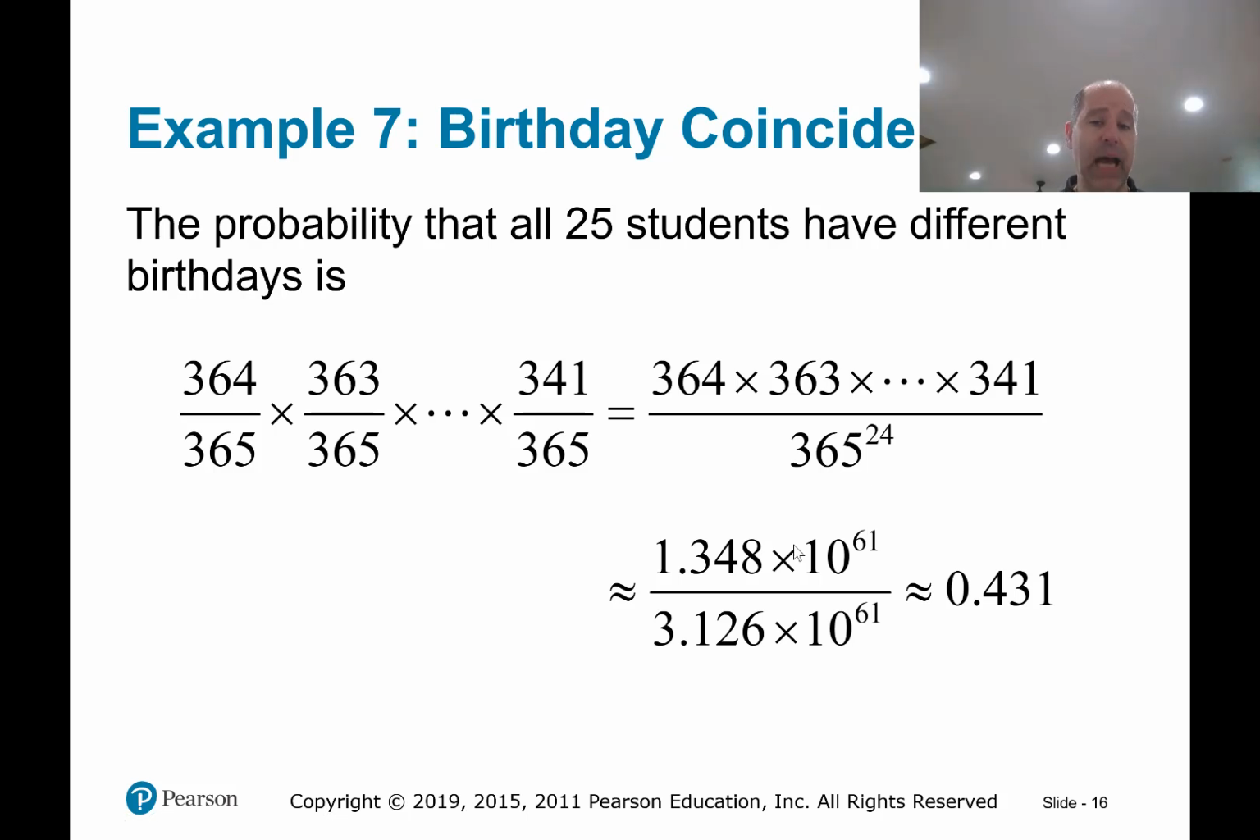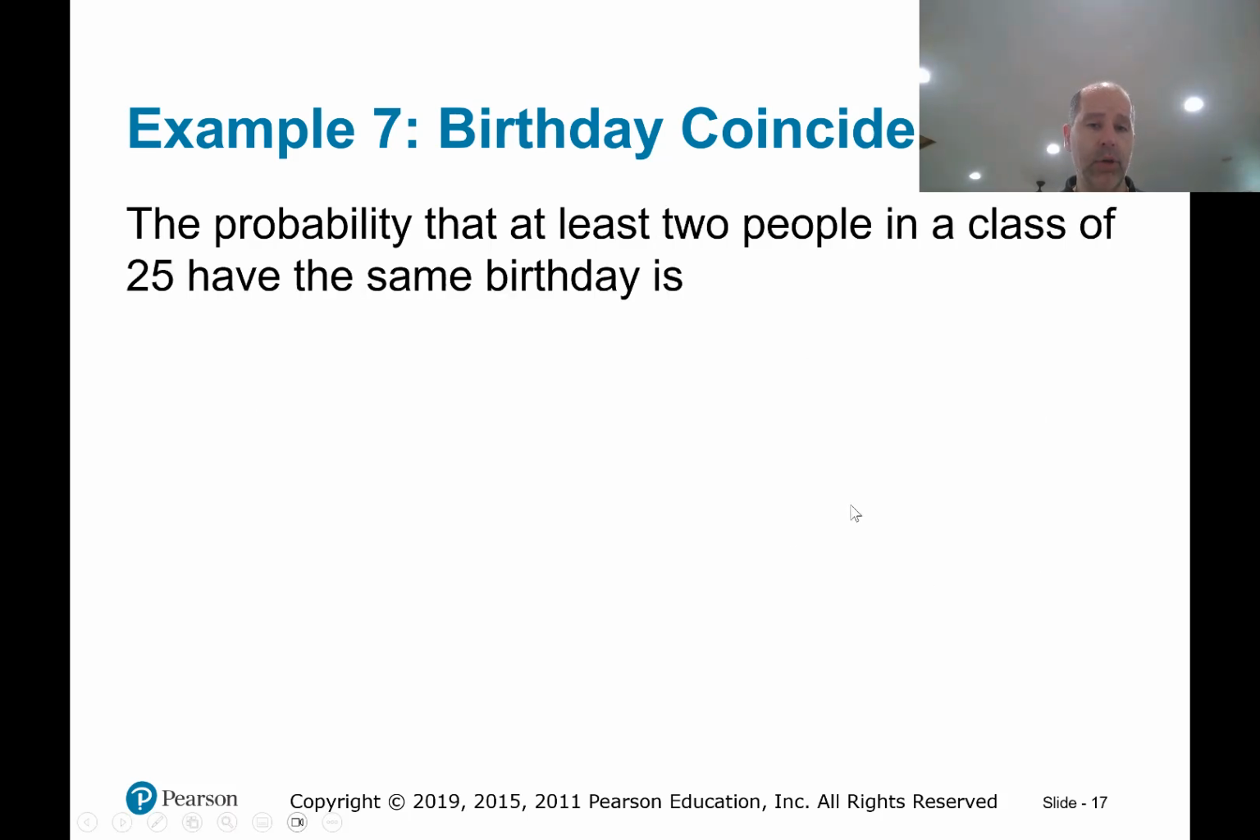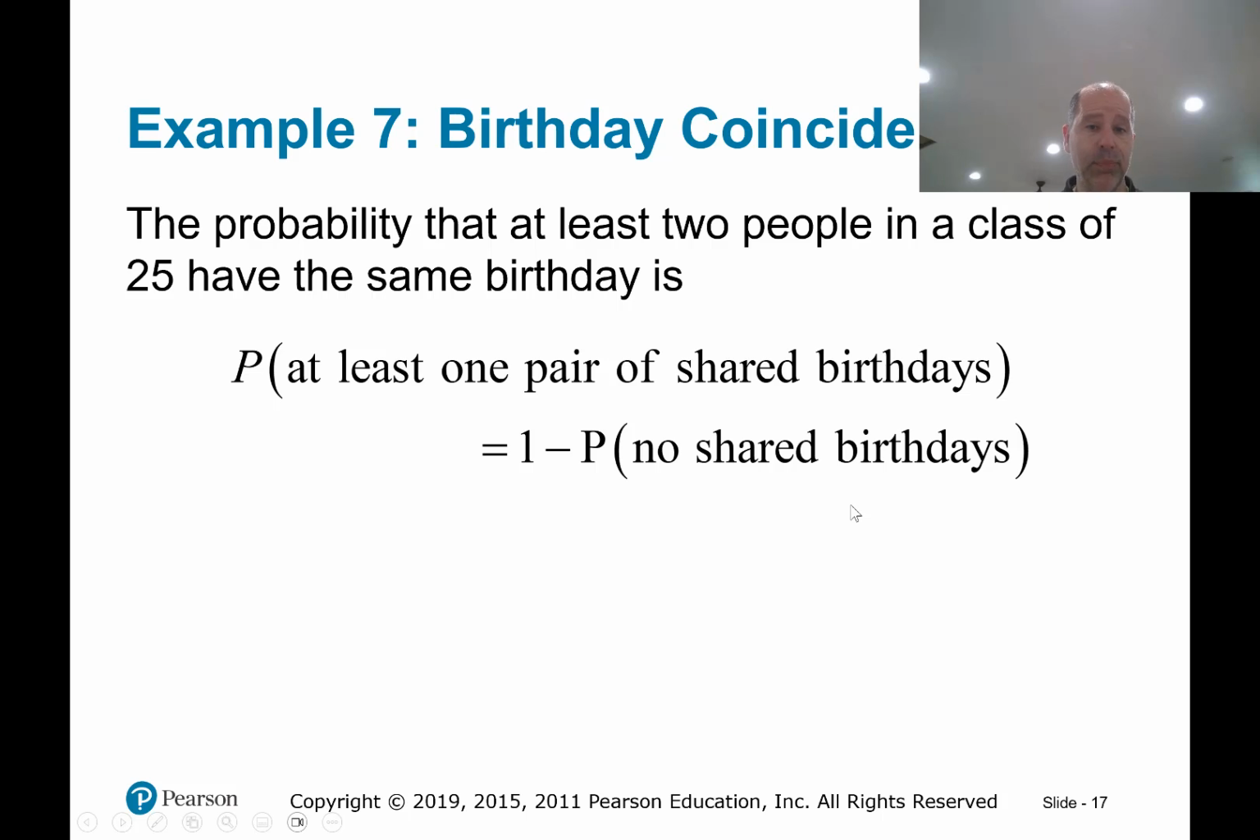And so now if we use the complement rule and we do 1 minus that, we get 0.569. So there is a 57% chance that at least 2 of the students will have a shared birthday out of a class of 25, which is pretty high. Higher than you might have thought.